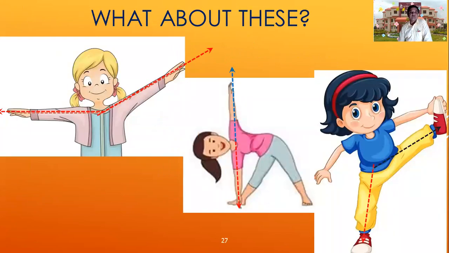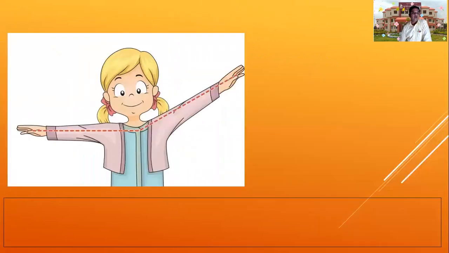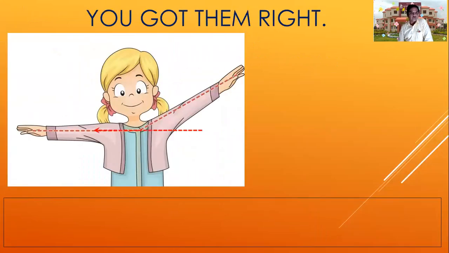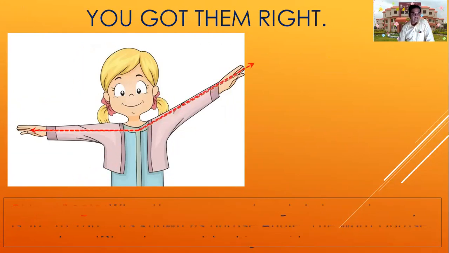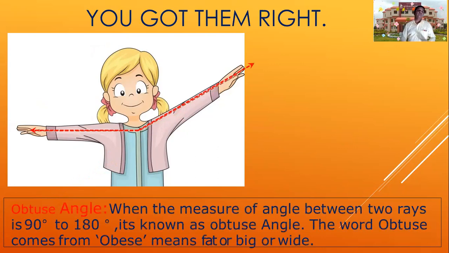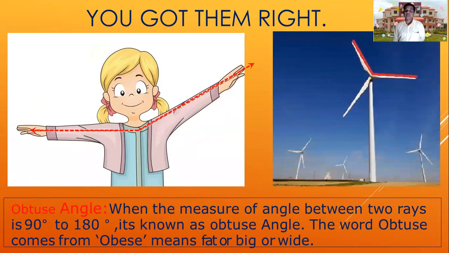Now, what are these different types of angles? Well, we'll first of all jot down the rays. This is the initial ray. Secondly, we are getting the final ray, and you'll see that this angle falls between 90 degrees to 180 degrees, and this is known as an obtuse angle. Now, why is this known as an obtuse angle? Because obtuse means broad or big. That's why the angles which fall between 90 degrees and 180 degrees are known as obtuse angles. Next, we will be able to see an obtuse angle in windmills too.